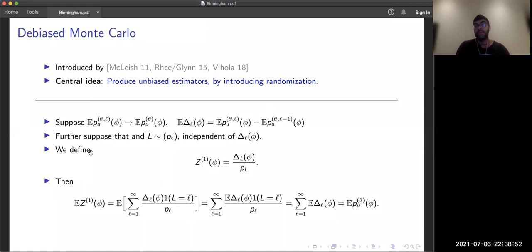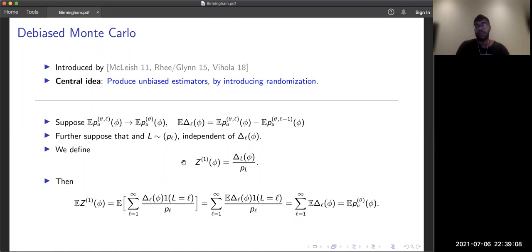The second thing that we do is that we're going to suppose that L is actually distributed according to some probability mass function, which we're going to denote by P of L. So this is where the randomization comes in. We're going to denote this as P of L, some probability mass function, which is independent of delta L.